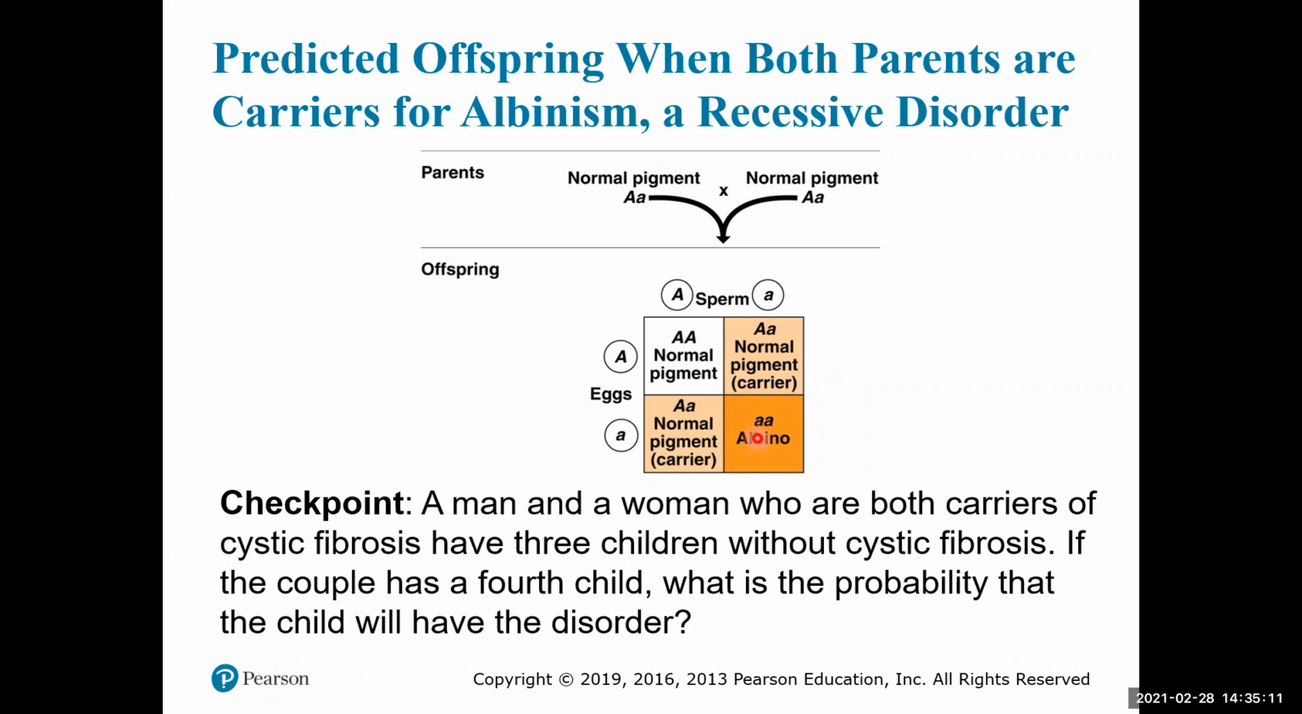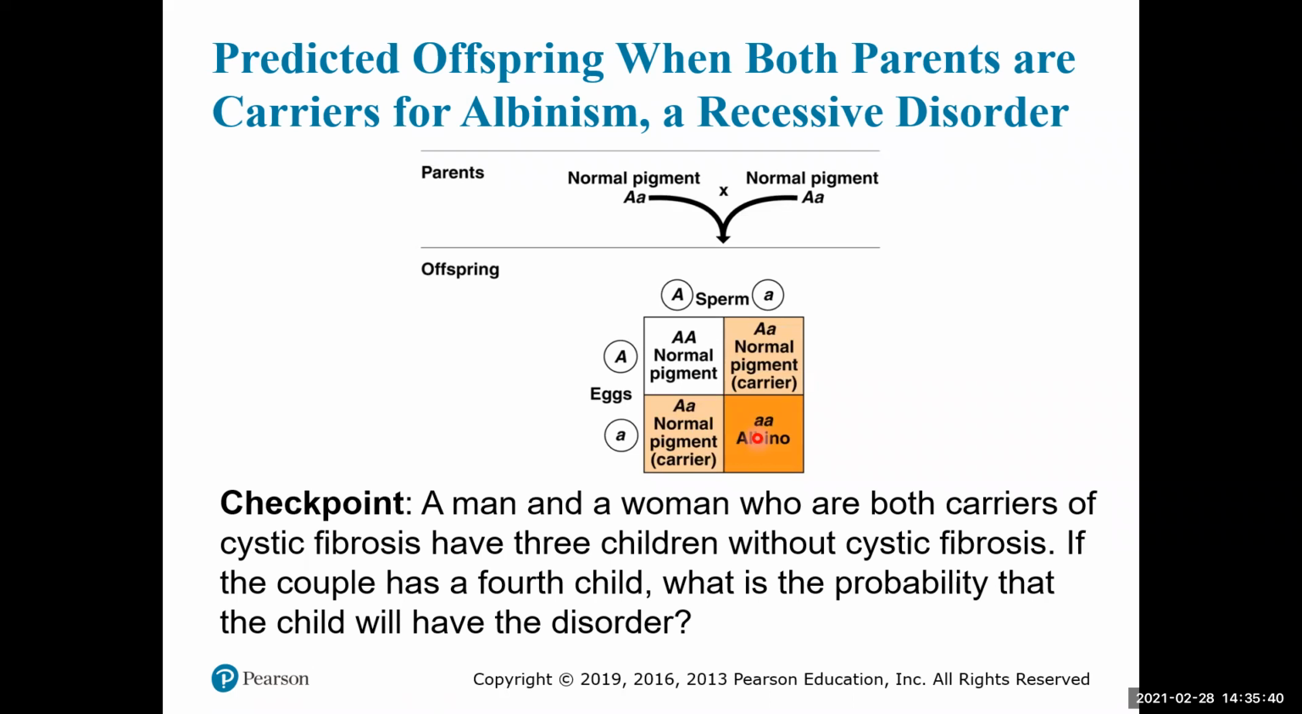And so if we look at this question here, a man and a woman who are both carriers of cystic fibrosis have 3 children without cystic fibrosis. If the couple has a 4th child, what is the probability that that child will have that disorder? Okay, so based on the previous 3 children not having it, what is the probability of the 4th child having that disorder? So take a minute to think about that.